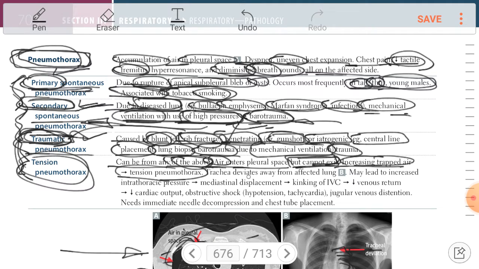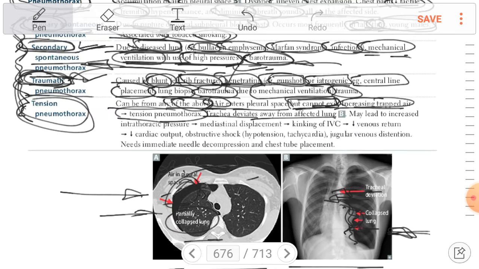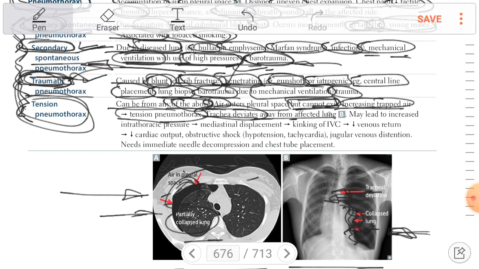This tension pneumothorax leading to what? The trachea will deviate away from the affected lung. So here there is a collapsed lung on the left side, there is compression by tension pneumothorax leading to tracheal deviation to the right side, so tracheal deviation away from the affected lung, which may lead to increased intrathoracic pressure, leading to what? Mediastinal displacement. So the trachea and the mediastinum will be displaced to the opposite side, leading to what?